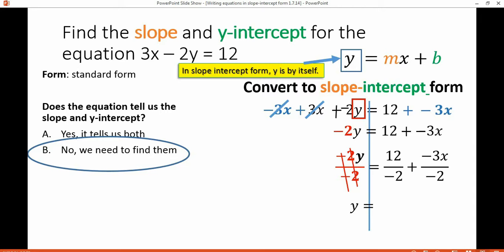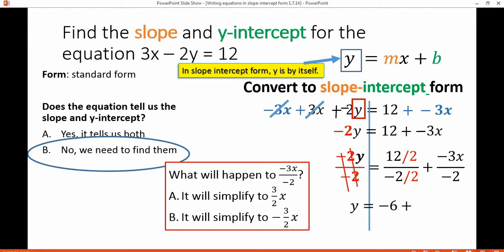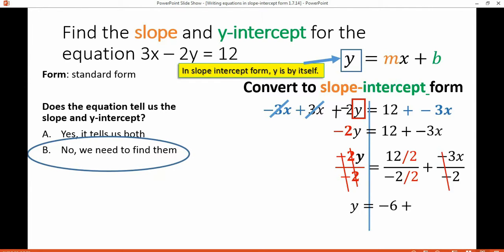So we'll get y equals, reduce this guy. 12 over -2 is going to go to -6 over 1, which we can reduce to just -6, plus, what will happen to -3x over -2? It will, of course, simplify to positive 3 over 2x because those negatives cancel.